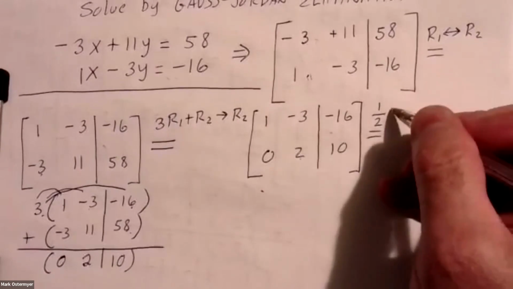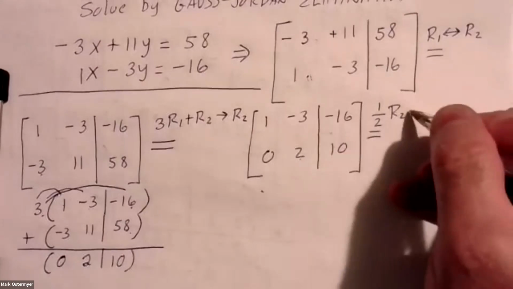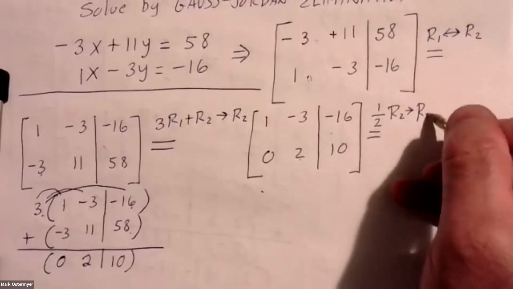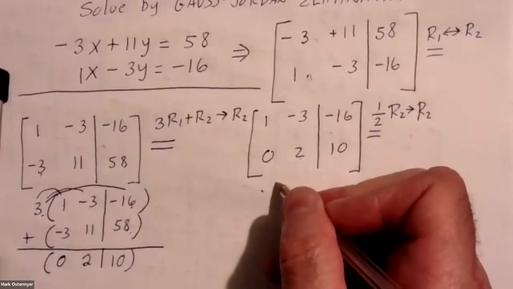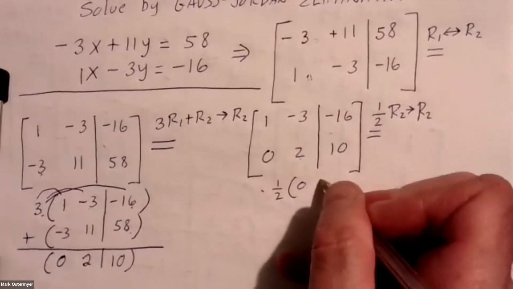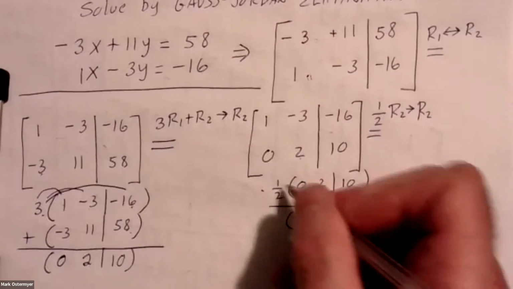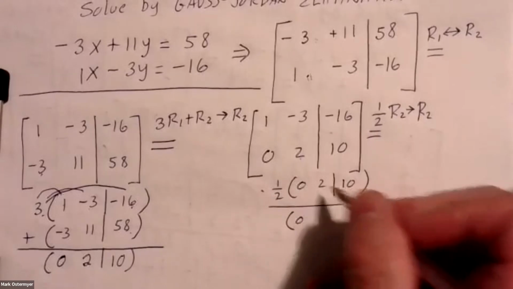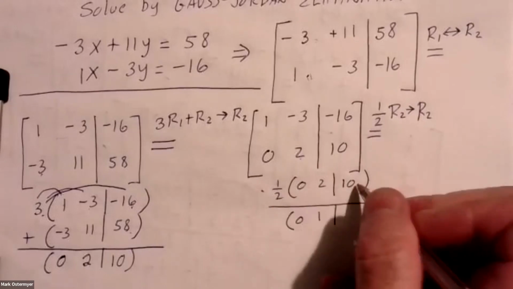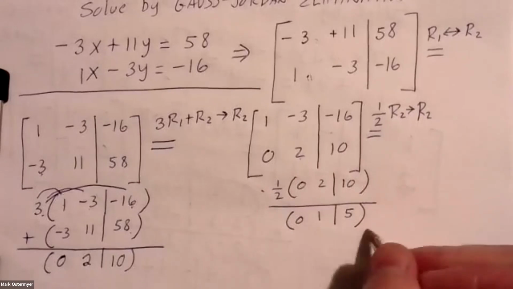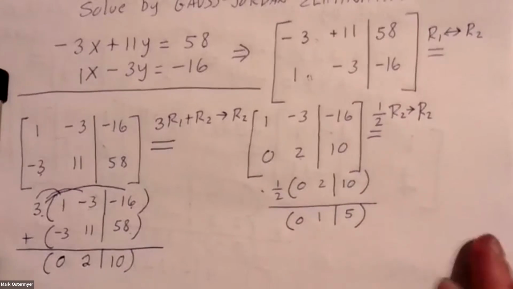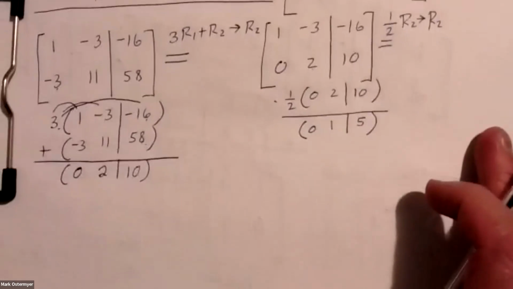Multiply row 2 by 1/2, and that will form a new equivalent row 2. So I'm going to multiply every entry in row 2 by 1/2, and that's going to form a new row 2. 1/2 times 0 is 0. 1/2 times 2 is 1. 1/2 times 10 is 5. There's my new equivalent row 2. Let's pencil that in and update our matrix.